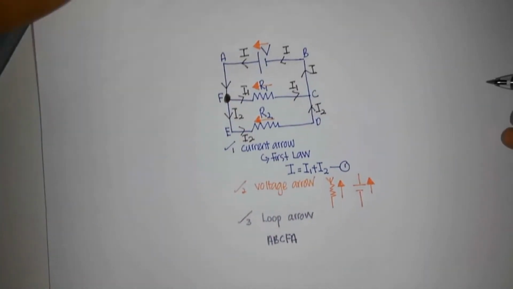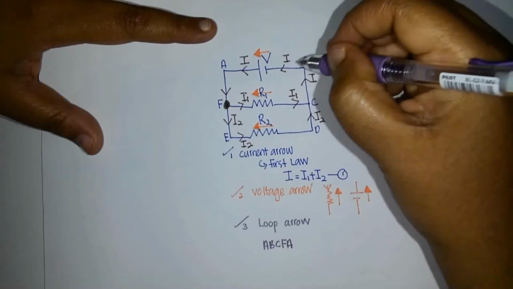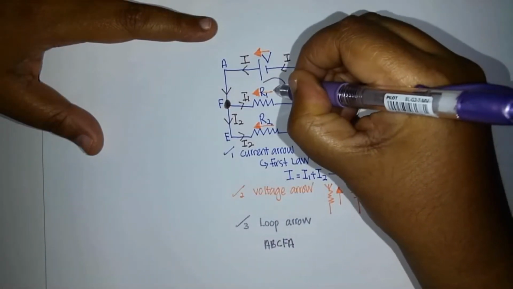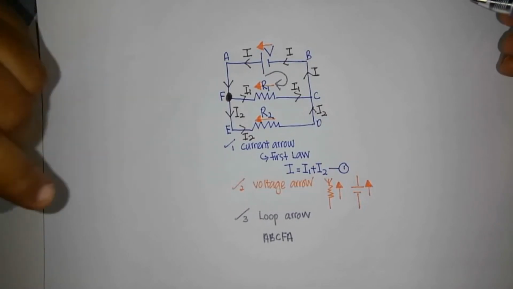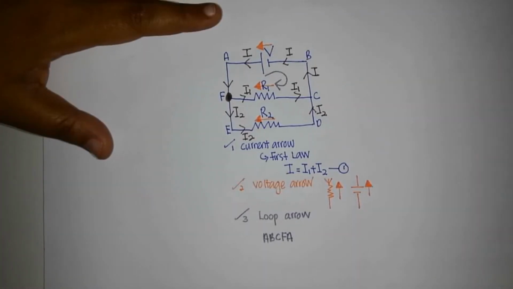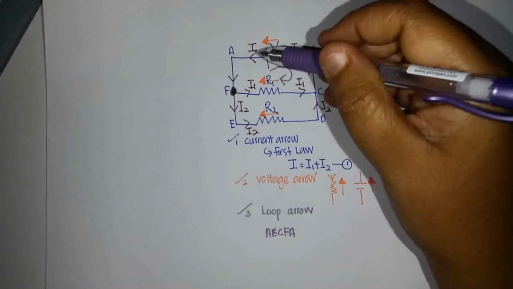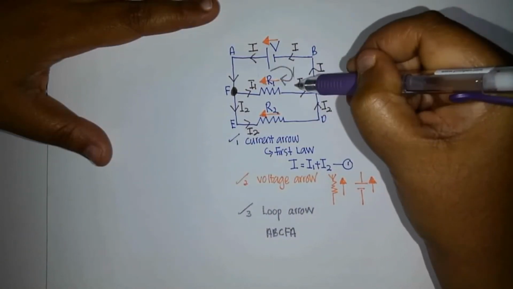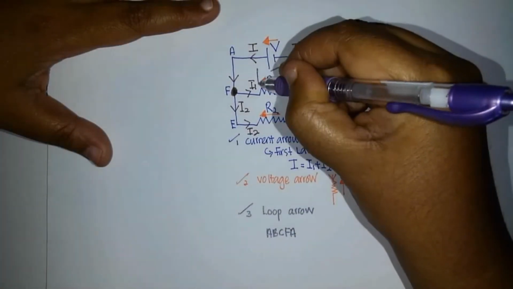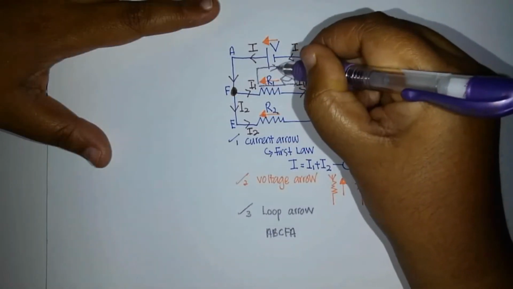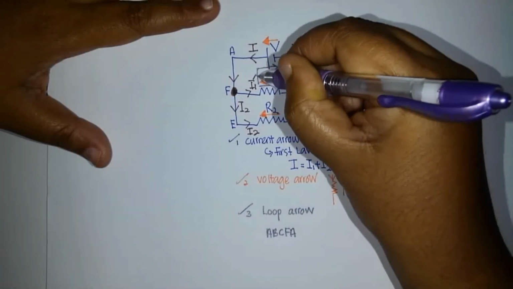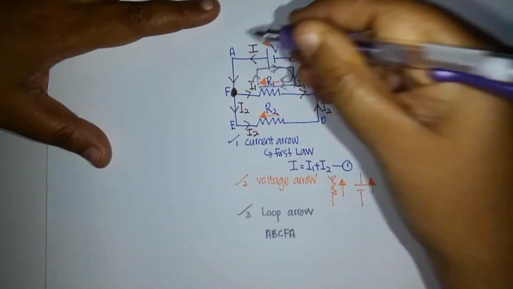When you draw the loop arrow, since I'm taking it clockwise, you can draw like this, you can also draw anti-clockwise, or you can draw like a box, like in the other examples I've drawn. I'm going to draw it also. I don't want to interfere here. So like this: A, B, C, F, A.